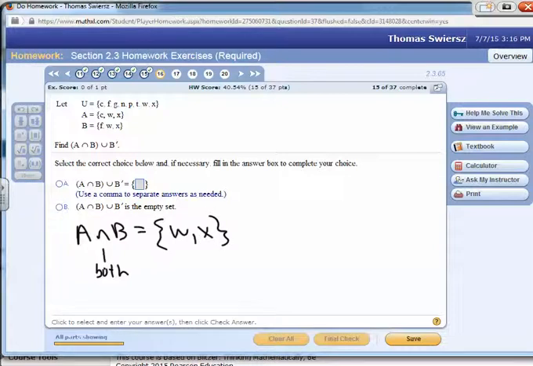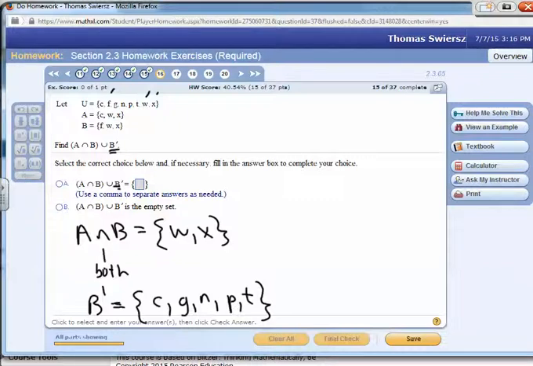Then we've got to do what? The next thing is we're going to do the B complement, right? So B complement is take away what's in B from the universal. So we're going to take away F, W, and X, and we're going to be left with C, G, N, P, and T. Taking away F, W, and X, what's in B, we're left with C, G, N, P, T.